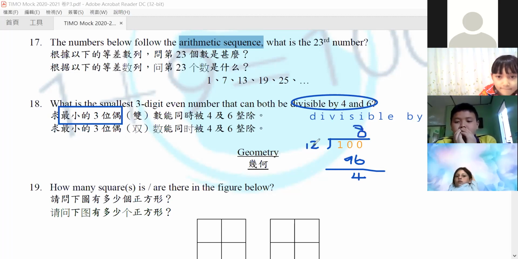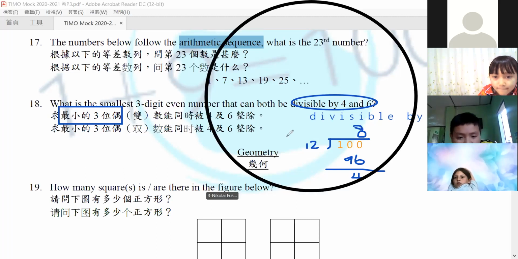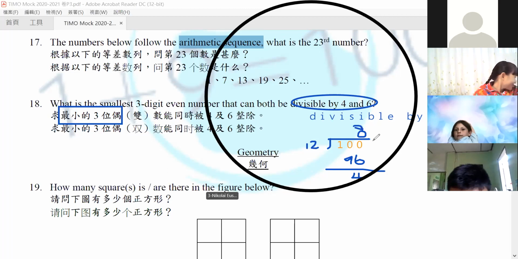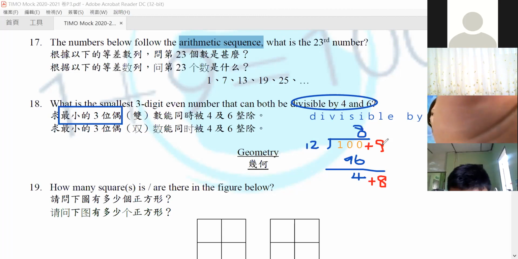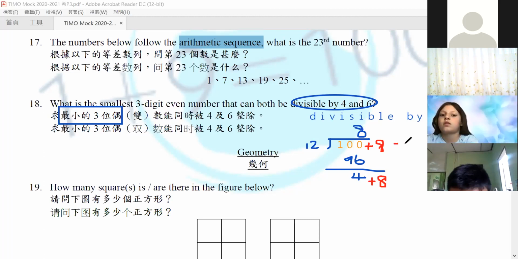We get 8. 100 divided by 12 is equal to 8, remainder 4. But it has a remainder of 4, so it is not divisible. We need to add 8 more so that it will be divisible, right? So the final answer will be 100 plus 8, which is equal to 108. 108 is our answer.